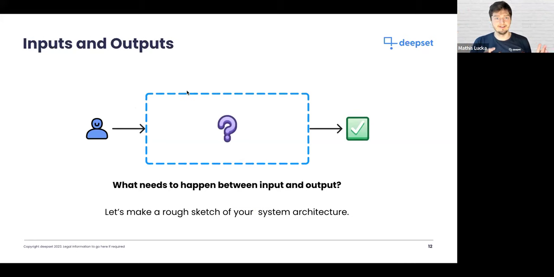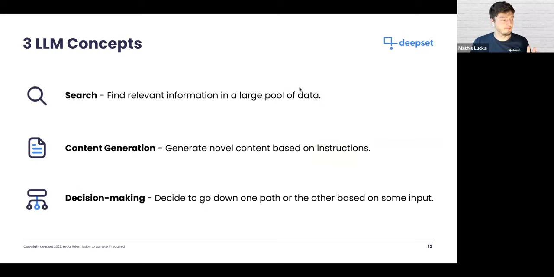And to find out what should be there, what should be between input and output, I want to briefly talk about 3 concepts with LLMs that come up. They're not really large language model exclusive. Some of them are more small language models, but they are important concepts and a rough guideline that can help you decide what components you want to use. So I want to talk about search, about content generation, and about decision making.